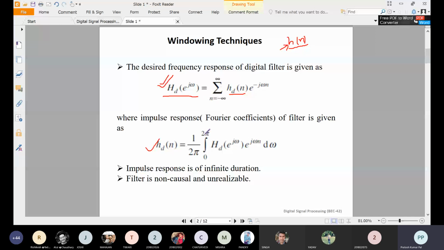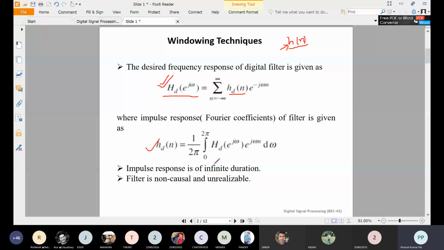Here we can see that the frequency response is always a periodic function, having a period of 2 pi. That's why we integrate only over one period, and that gives us Hd of n. Once we have Hd of n, we will use the window method to find the FIR filter by using the windowing technique. Here we can see that the impulse response obtained has an infinite duration, with an infinite number of samples in Hd of n.